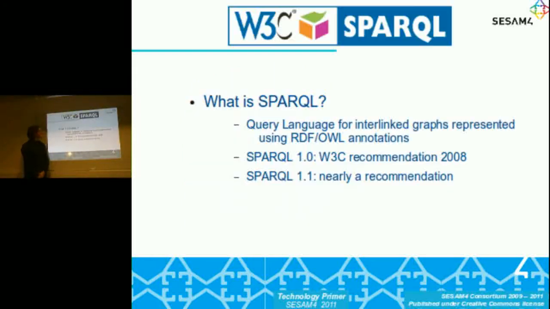So what is SPARQL? SPARQL is a specification by the W3C, the World Wide Web Consortium. It's a query language for interlinked graphs that are presented in RDF and OWL. The current version that is recommended by W3C is version 1.0 from 2008. Based on the experiences with the first version, the W3C working group on SPARQL is now quite close to recommending 1.1, which is an extension of 1.0 with very useful constructs. We will show some of the examples later.